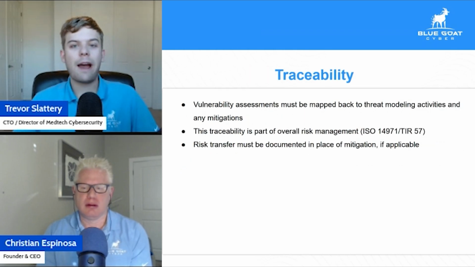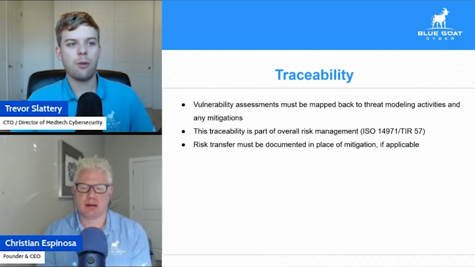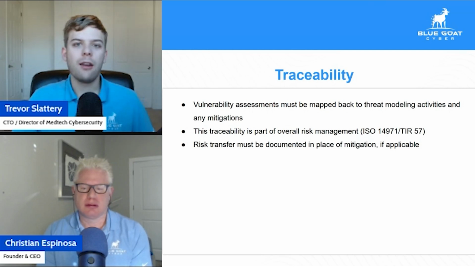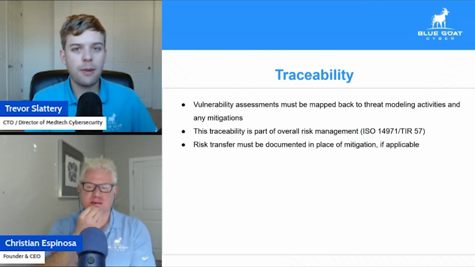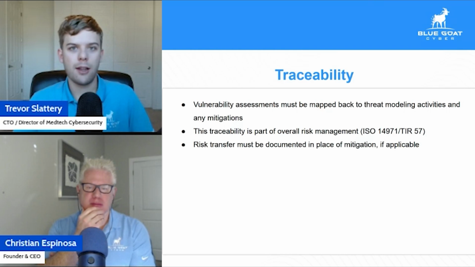All right, we're going to go back to the traceability a little bit here. So vulnerability assessments have to be mapped back to that threat modeling and, importantly, any mitigation. So we'll go through that process one more time. We start at the threat modeling. We're getting all the hypotheticals. What can happen to this device? We'll try to understand what can go wrong and then what are potential mitigations. What is the overall risk in our mind if that threat is realized?